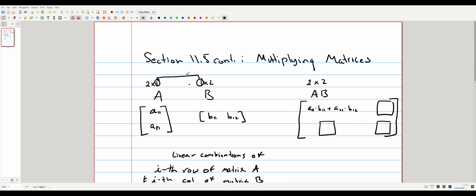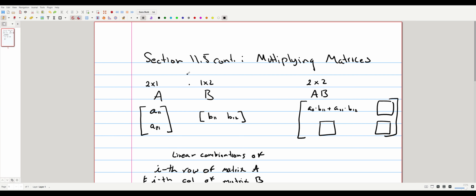And the resulting matrix is actually the values on the outside. So when we multiply the 2 by 1 matrix A times the 1 by 2 matrix B, the resulting matrix AB is a 2 by 2 matrix, which basically means 2 rows and 2 columns. And how do we figure out what these values are?